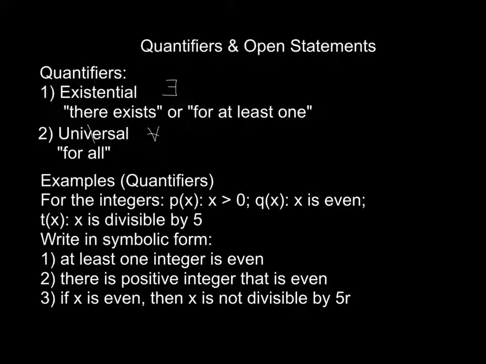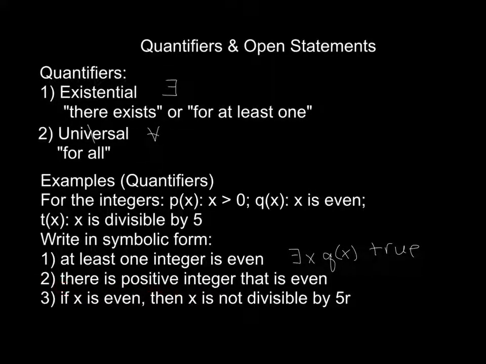So here, since we're talking about at least one, we're talking about an existential quantifier. So there exists an x such that q of x, q of x being x is even. And another interesting thing about quantified statements is that even without a particular x evaluated, because it's quantified, we can evaluate this statement as true, because there is an x such that x is even, x equals 10 or x equals 2. The second statement, there is a positive integer that is even.